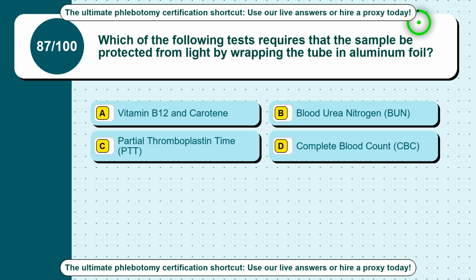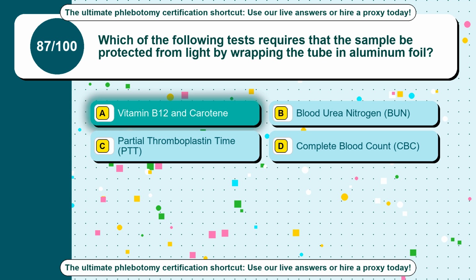Question 87. Which of the following tests requires that the sample be protected from light by wrapping the tube in aluminum foil? Option A, vitamin B12 and carotene. Option B, blood urea nitrogen, BUN. Option C, partial thromboplastin time, PTT. Option D, complete blood count, CBC.